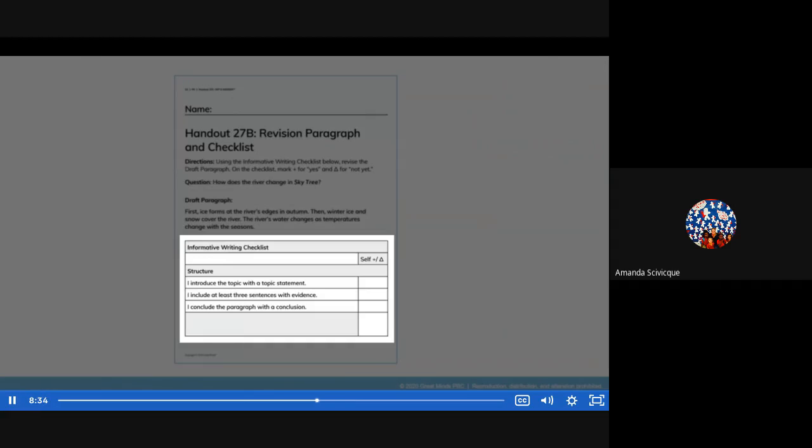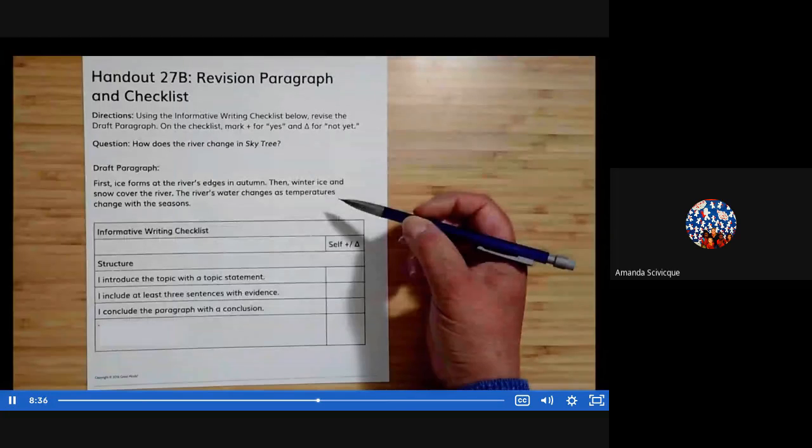Here we go. Whenever I'm revising a paragraph, I always make sure I have my pencil ready. My pencil will help me mark up my paragraph to see what I have. And I can also check things off on my checklist or put a triangle if something is missing and not there yet. So a pencil is an important tool to have for revision.